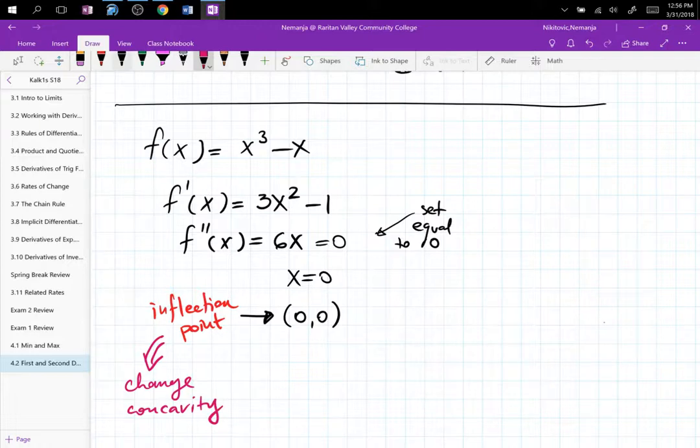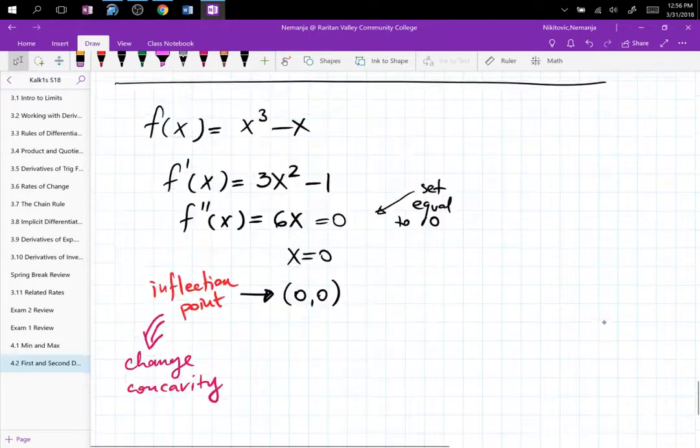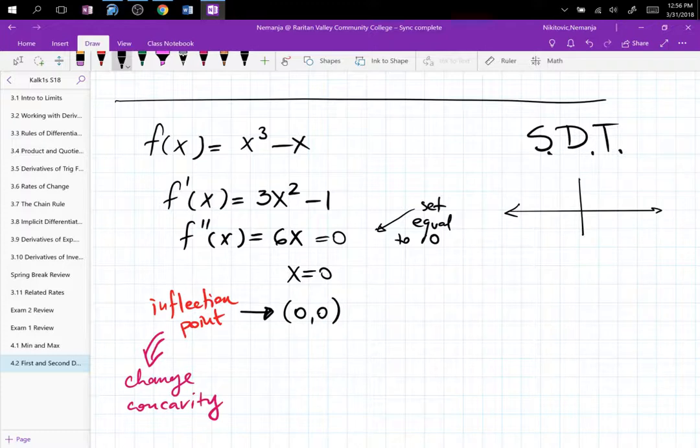Changes concavity from up to down or down to up. So, okay, let's do the second derivative test. Partition. That's the first part. Again, at 0, we have negative infinity, positive infinity, right? It's the infinite domain.